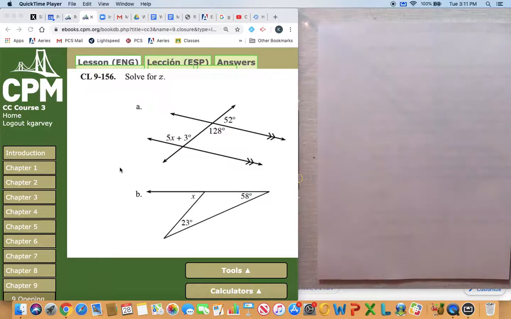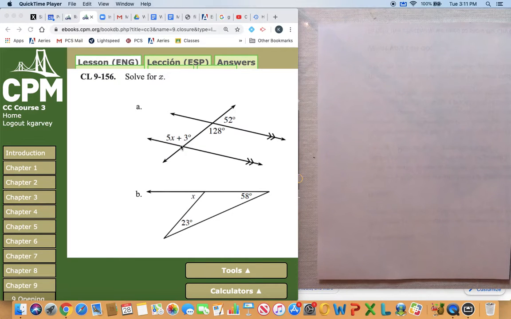Next problem we're doing is closure problem 9-156. Again, we are solving for x. In problem A, x is right here. It's 5x plus 3 is the measure of this angle.